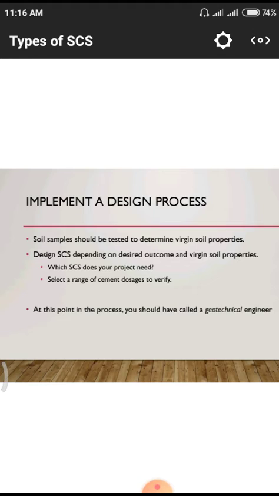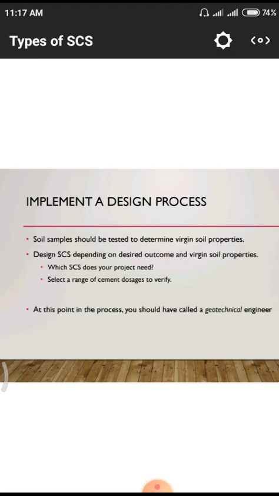Next one, how do we implement this? Soil samples should be tested to determine the properties of the soil, and then we go for soil cement stabilization depending upon the project need. It means how much area is covered by our project, so that for that particular area we know how much material we have to use, and whether that is sufficient for our budget. All those things we have to observe.